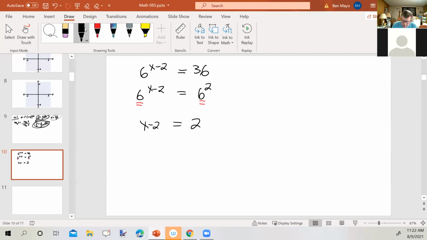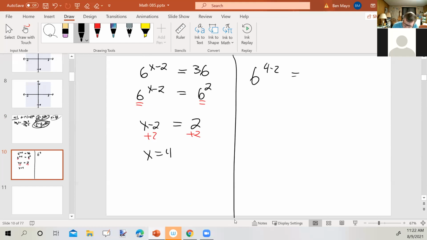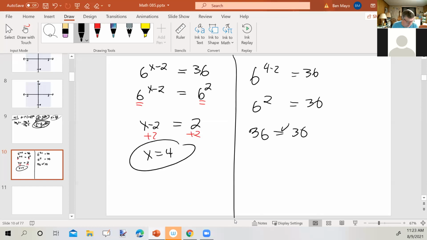Well, if x minus 2 equals 2, if we add 2 to both sides of the equation, we get x equals 4. Let's check our work. 6 to the 4 minus 2 power equals 36. 6 to the 2 power equals 36. 36 equals 36, and it checks. Any questions on this example?